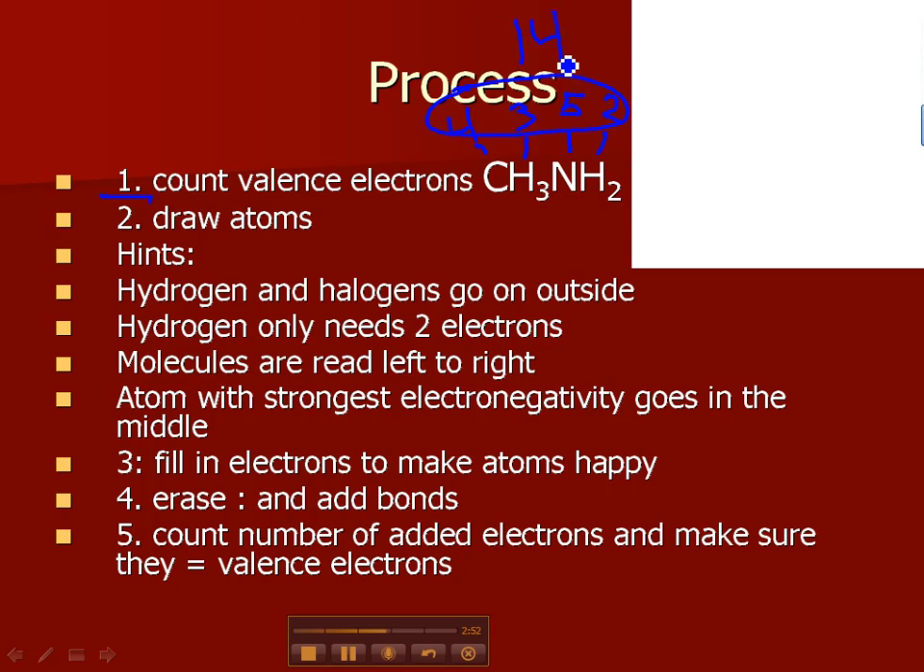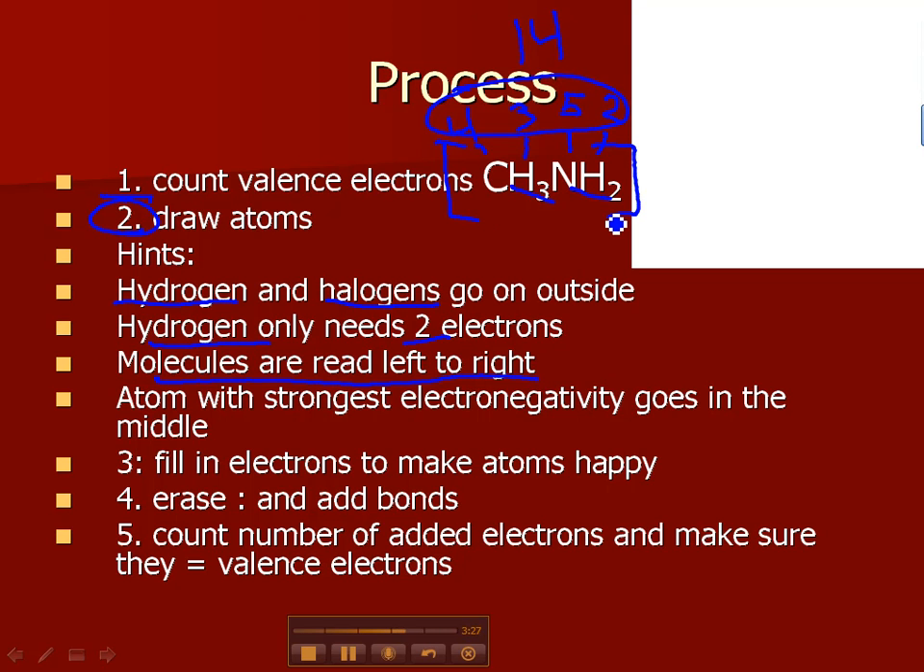Okay? Now, what are some hints? We have to draw the atoms, and we will always have hydrogen and the halogens on the outside of the molecule. You can see these hydrogens here. They're always going to be on the outside of the molecule, not on the inside. We have to remember that hydrogen only needs two electrons to be happy because that fills its orbital. It's good to go because it only has that one small orbital. Molecules are read left to right, and when scientists write the molecule, they will give you hints in their writing just to help you out.